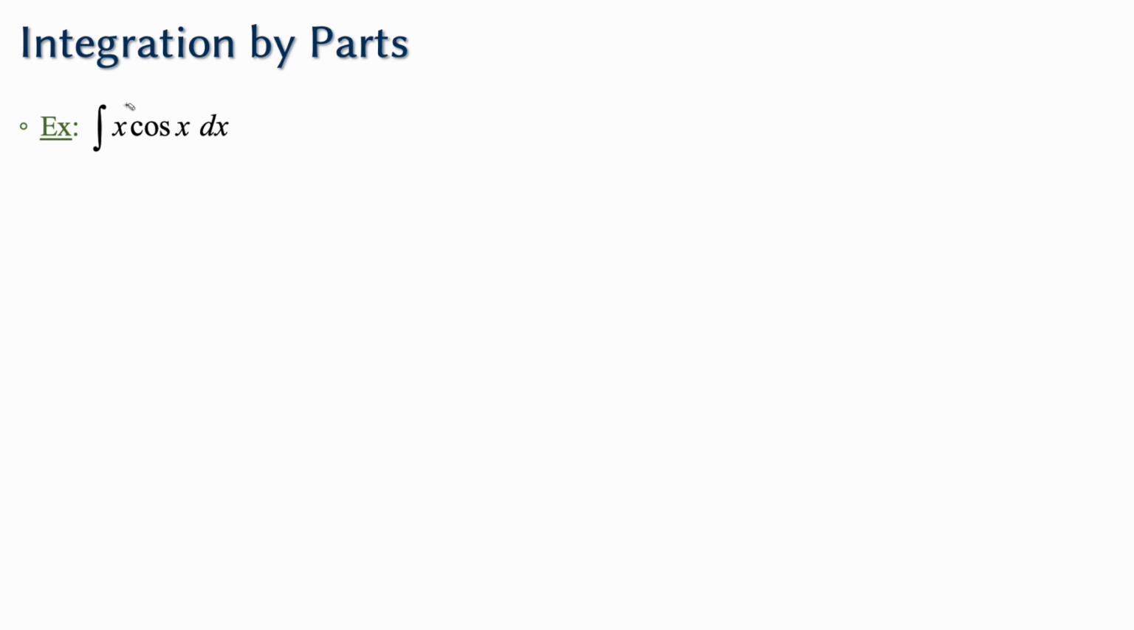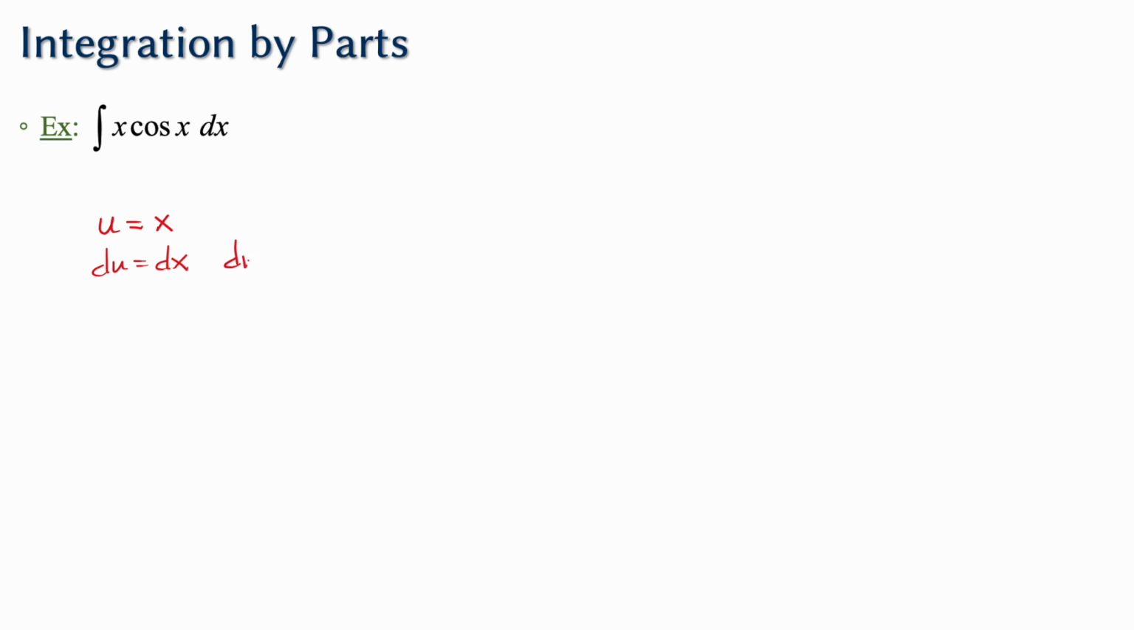Let's try another example, this time with x and cosine x. Now, for the same reason, I think u being x is a great choice. Again, cosine x is something I can easily antidifferentiate. It's not really going to go away or anything, so that will be my dv. So just like before, we're going to say that my u is going to equal x. Okay, so that means du equals dx.